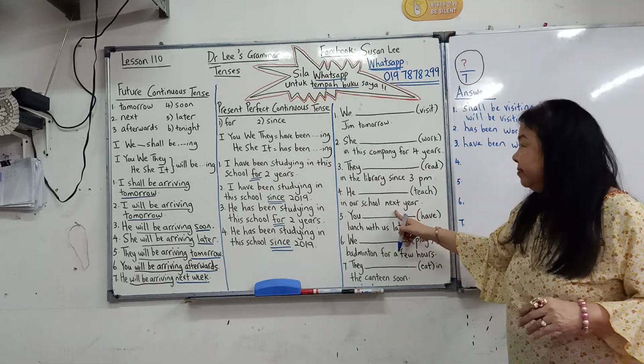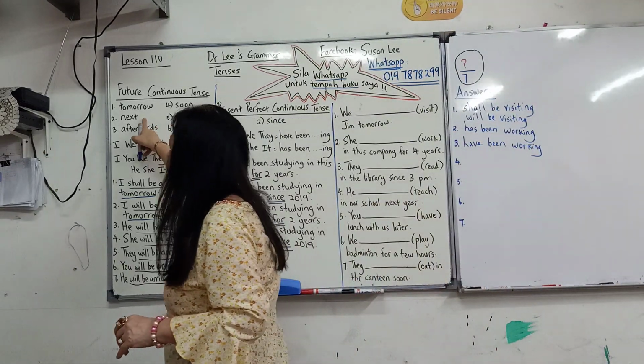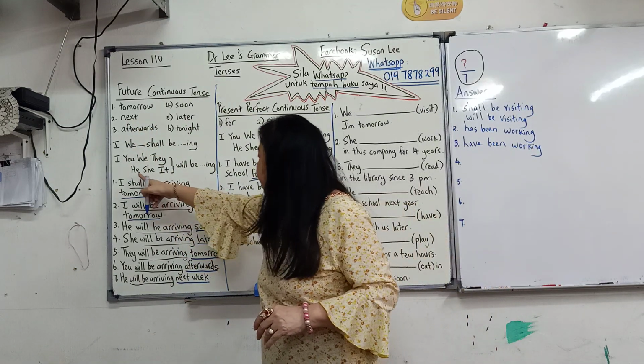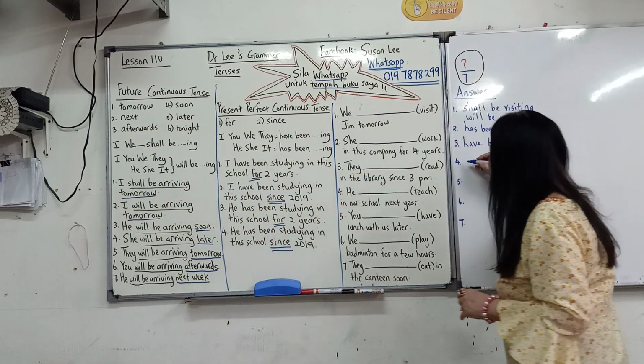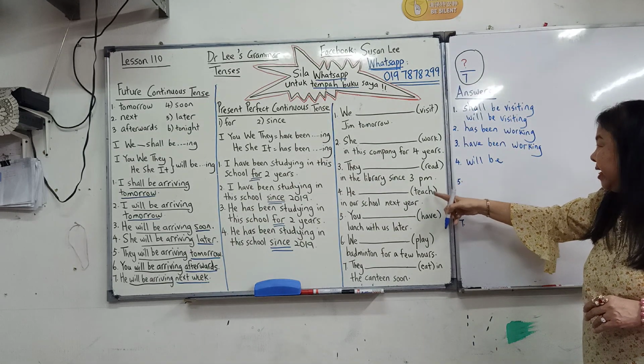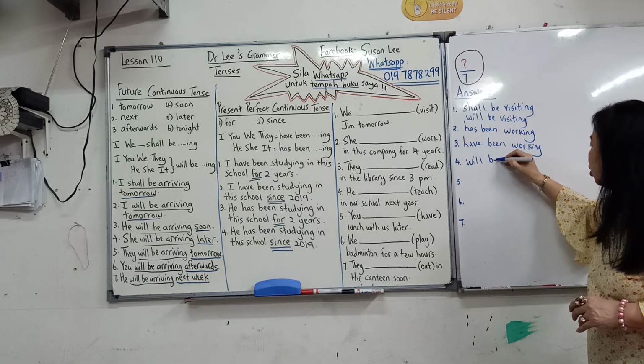the important word is next. So next is here. Future continuous tense. And then he is will be. So first of all, you write down will be. And then teach becomes teaching. Put ing.